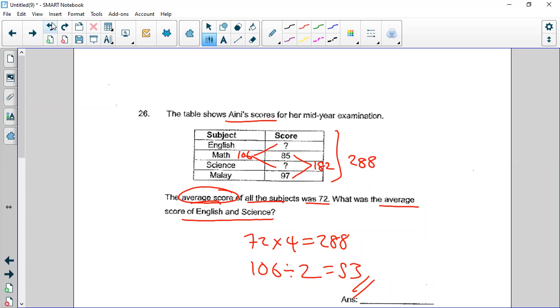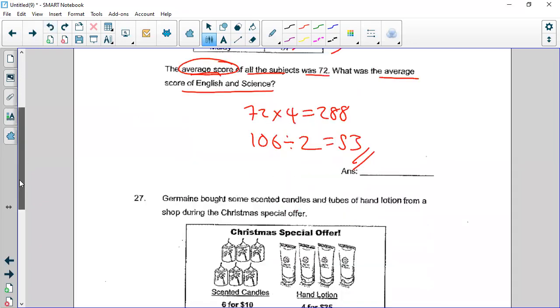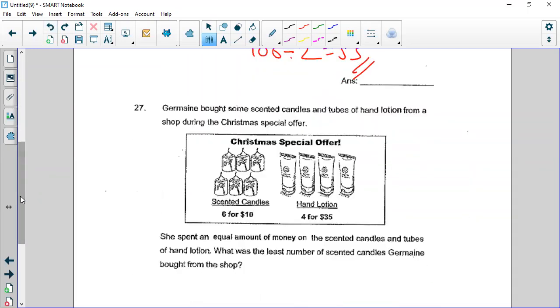Okay, question 27. Jermaine bought some scented candles and tubes of hand lotion from a shop. She spent an equal amount of money on the scented candles and tubes. What was the least number of scented candles Jermaine bought? Method here, grouping. You can use grouping. So what's the trick? All right, now the trick here is this. You have equal amounts of money.